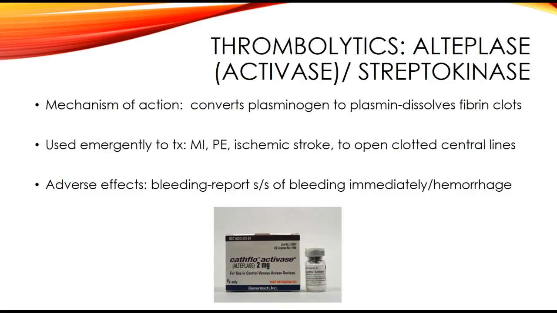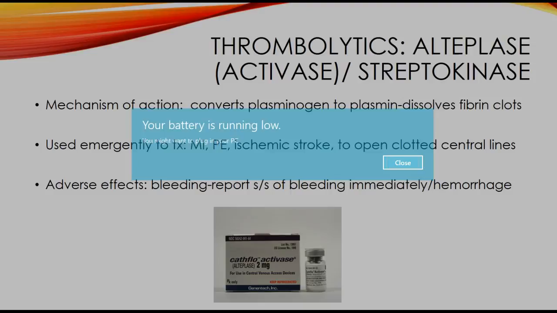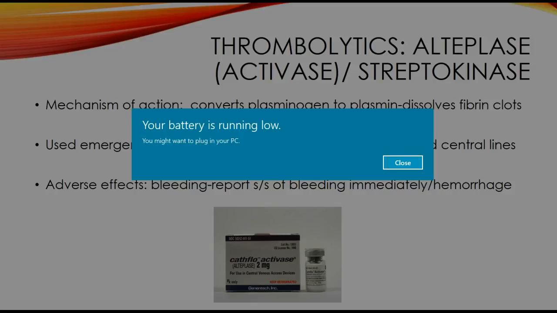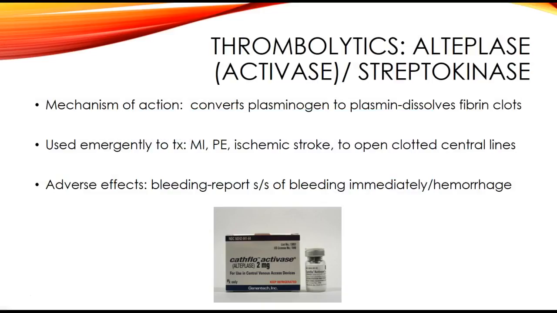So the mechanism of action for these drugs is to convert plasminogen to plasmin, which is actually going to dissolve the clots. It's going to dissolve those fibrin strands, which is what we want. We want them to break apart. It's used emergently to treat MIs, pulmonary embolisms, ischemic strokes. We also use it to open clotted central lines. So if you have a central line that is not functioning properly, we can use these drugs, thrombolytics, to open up those lines, and they work really, really well.